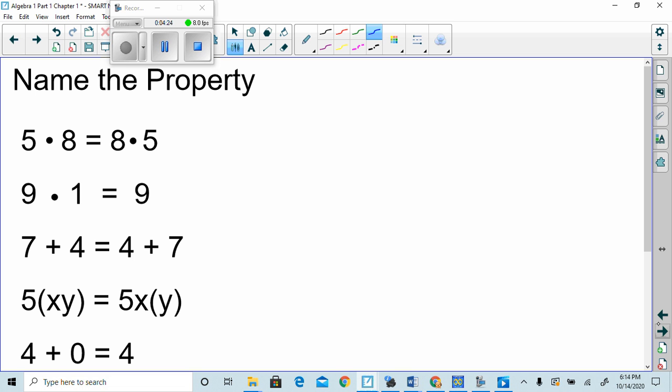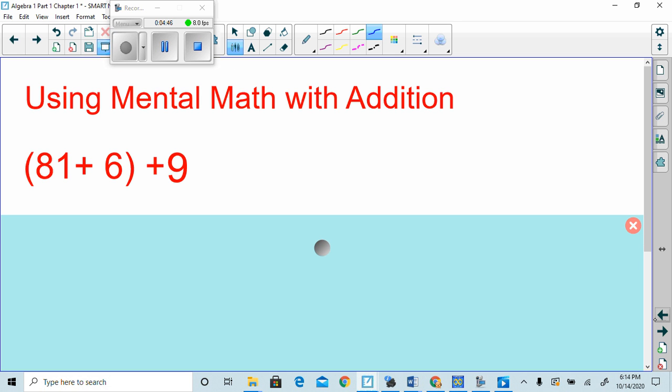So let's put some of this knowledge to practice. Now that you've seen each of these properties, I want you to copy down these 5 statements as you see them, and then go ahead and state the property. You can use your notes if you need to, and we'll check them in class. Once again, I'm stating that we're using these properties to help us do mental math.